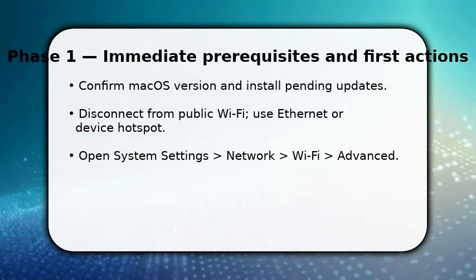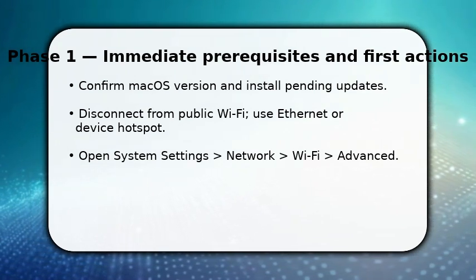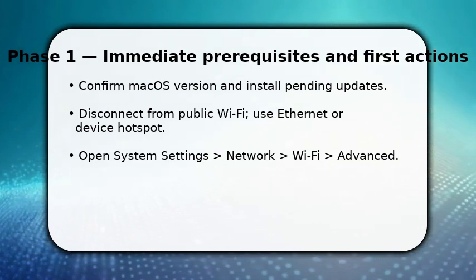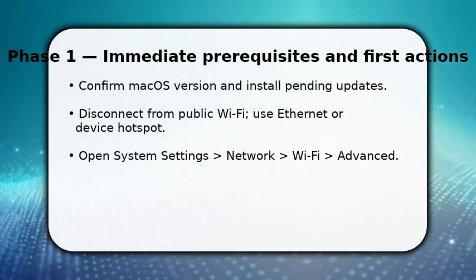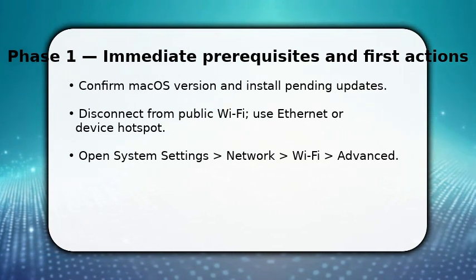link. Next, open System Settings, go to Network, choose Wi-Fi, then Advanced. You do this to reveal saved networks, preferred order, and security details. This lets you remove unsafe profiles and prioritize secure networks immediately, reducing exposure while you proceed.